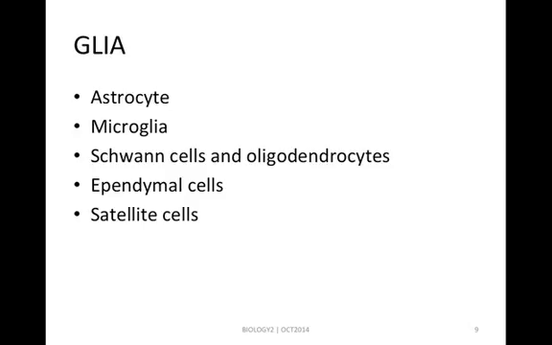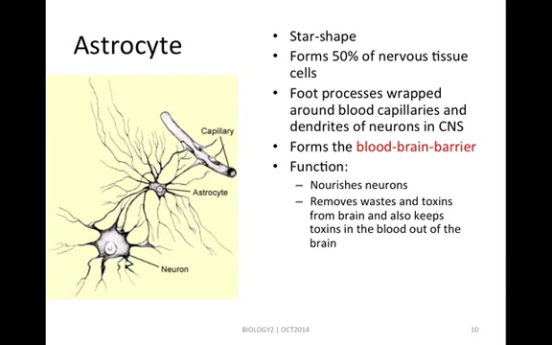Let's continue with the cells of the nervous system. We have seen the neurons. Now let's take a look at the glia cells. Astrocytes are star-shaped cells of the nervous system. They are the most numerous cells of the nervous system. So these cells must be very important. In fact, astrocytes serve to nourish neurons as well as to remove waste and toxins from the brain.